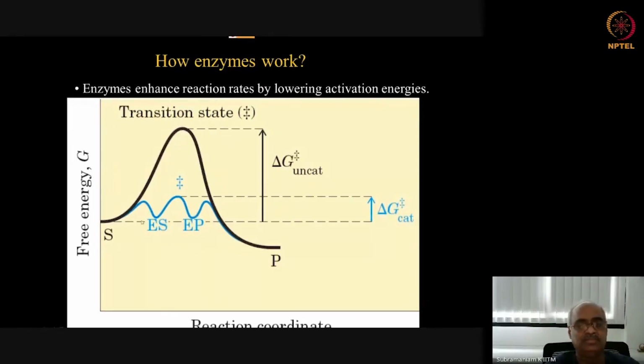Okay, so this is the delta G for uncatalyzed reaction. This is the one for catalyzed reaction. So that's the rate limiting step, because that's the peak. So this rate limiting step is coming up in the next slide.